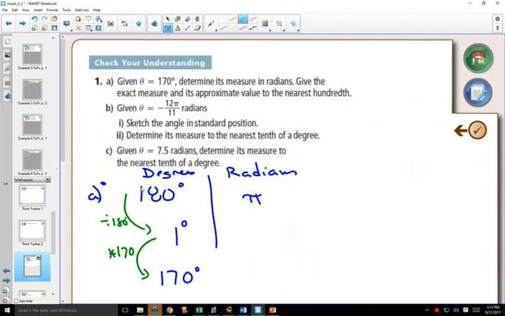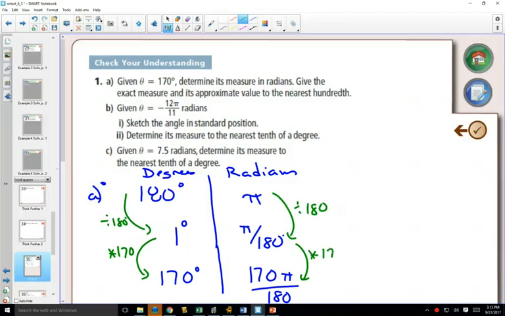So if I divide by 180 on this side, that means on this side 1 degree is pi divided by 180. And then 170 would be 170 times this, so I'd get 170 pi over 180. And I did the same thing on this side. I divided by 180 and then I multiplied by 170. Say that again? Any radian. Well, and that's what you could do.